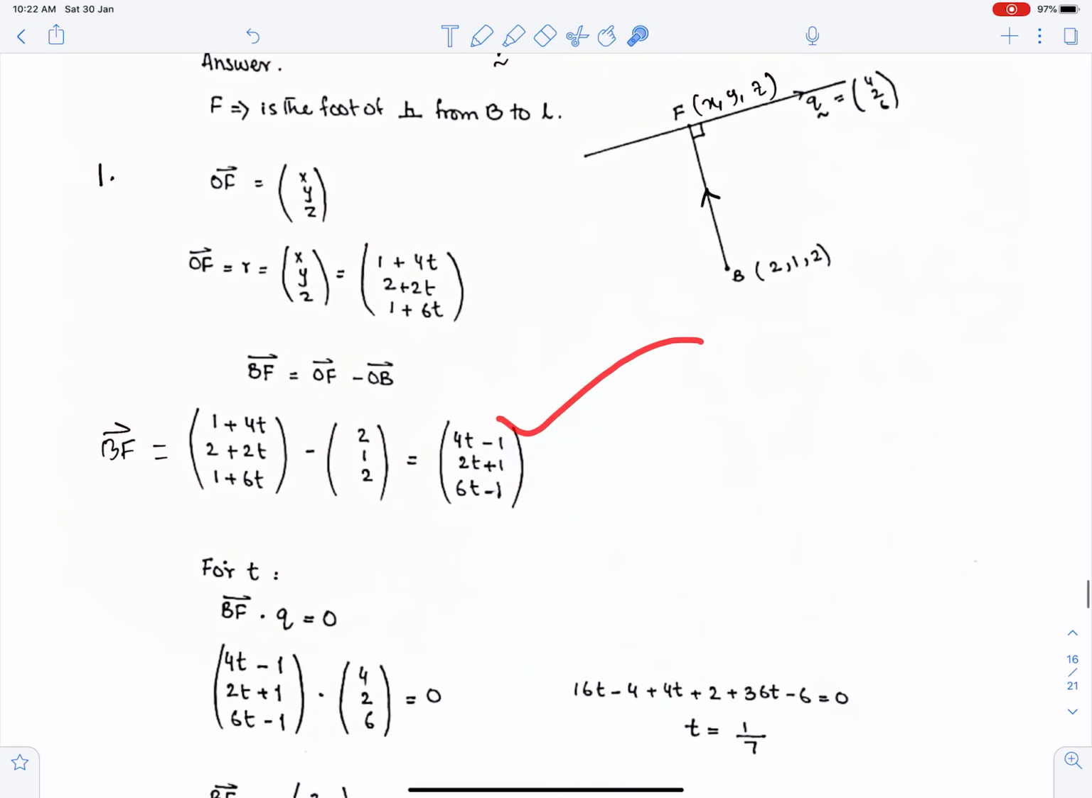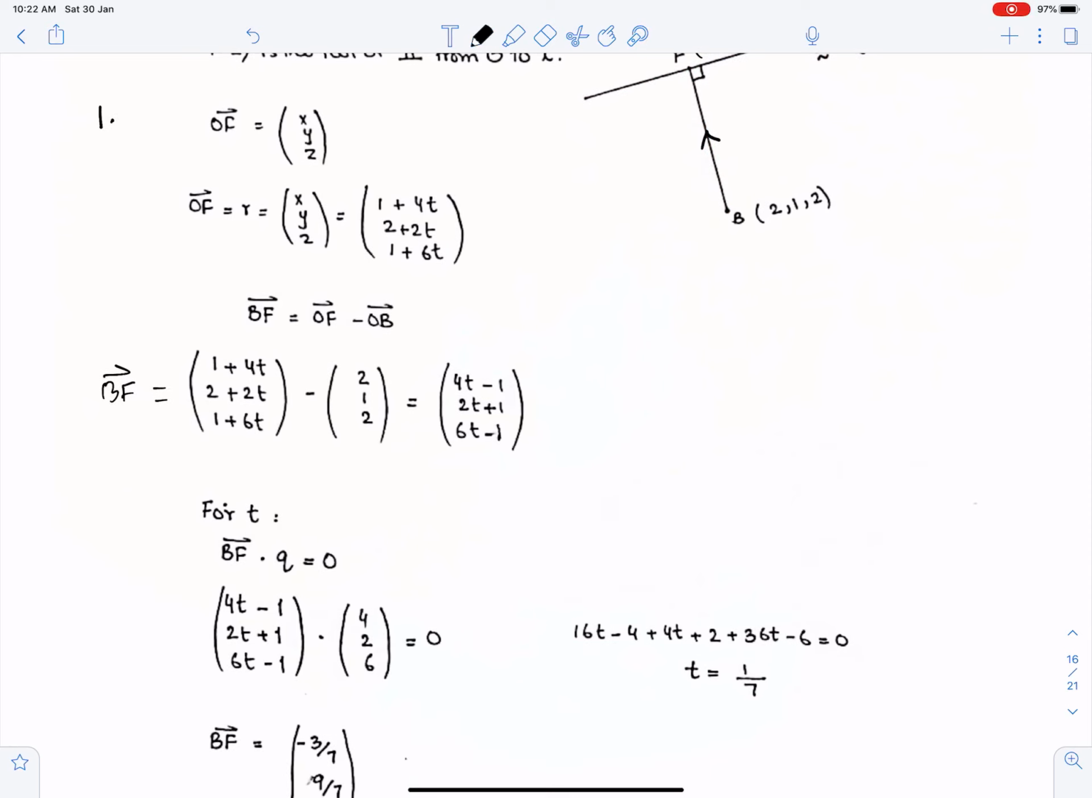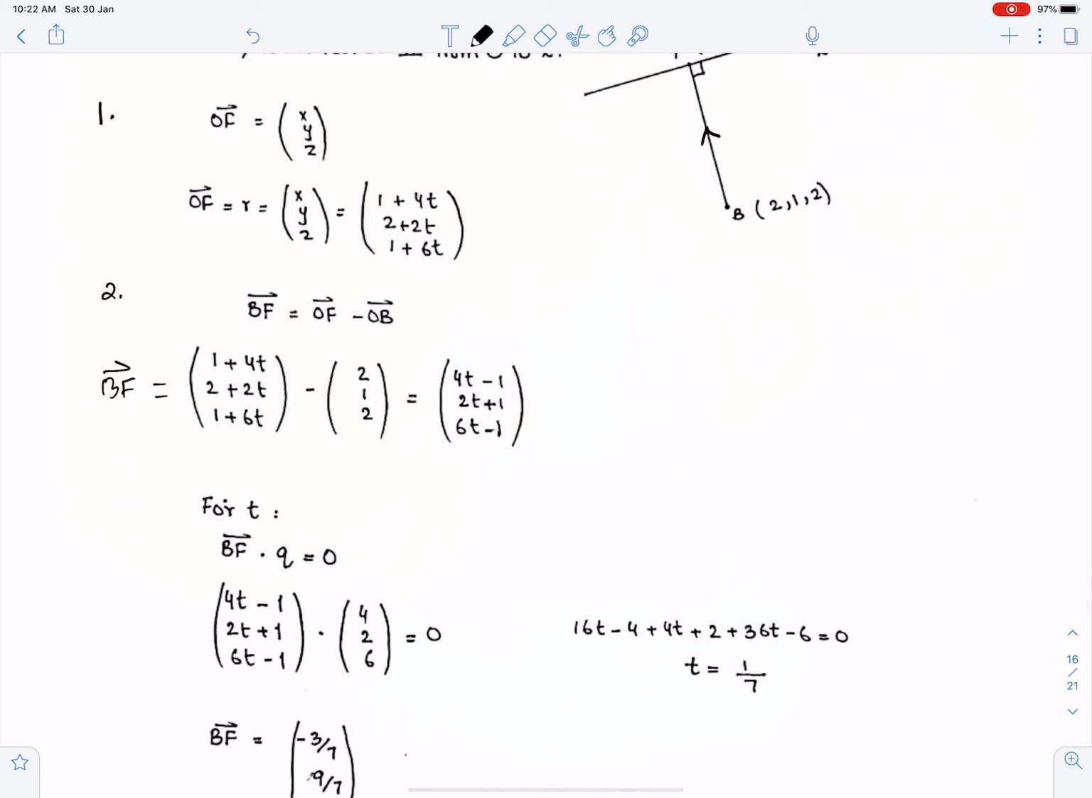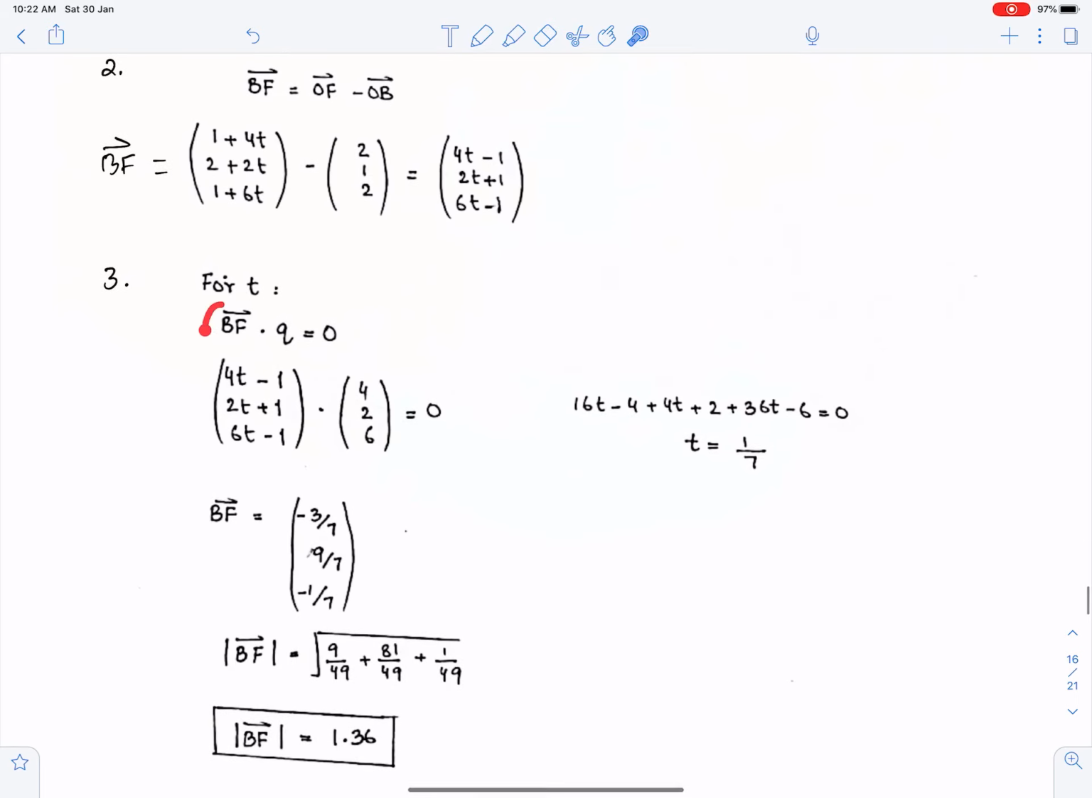Now the problem is BF is in terms of T. Since BF and this vector Q are perpendicular of each other, therefore their dot product must be 0. For T, this is step number 3. This is step number 2. And this is step number 3. Work for T. And you can find T by taking the dot product of these two vectors. So by taking the dot product of BF and Q, we have T. It's 1 upon 7.